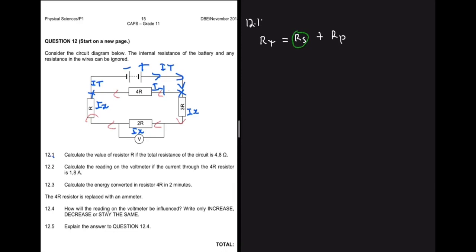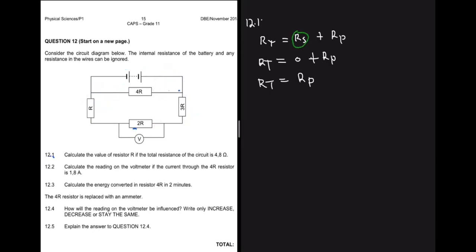So for this circuit of ours, the resistance in total will be equal to 0 plus the resistance in parallel. So we're going to have RT being equal to RP. So now we can look for the resistors in parallel and calculate that resistance as a consequence, right? So let me just erase some of this stuff I've put in here, and let's see how we can solve this problem.